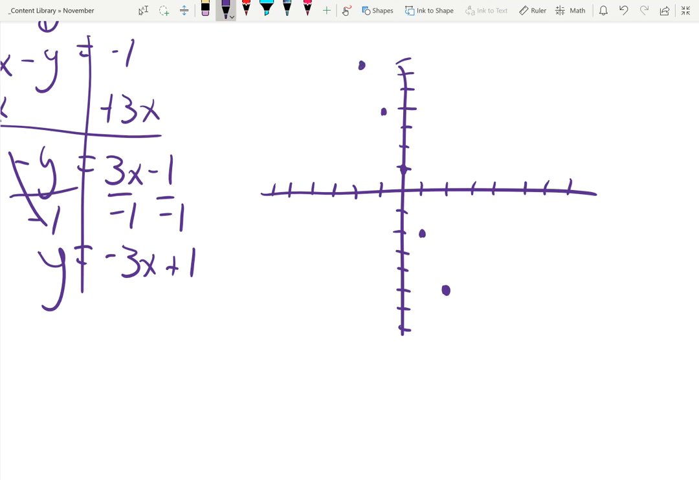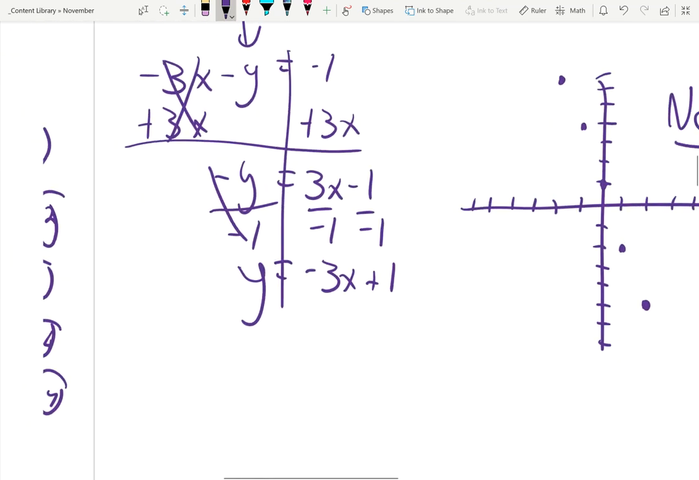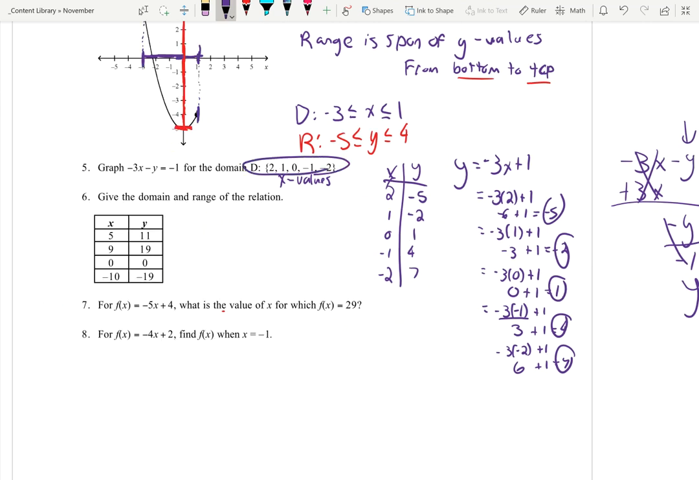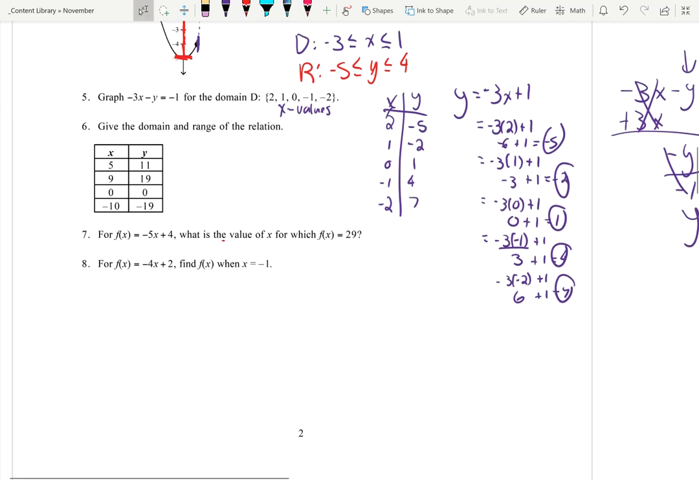And there's our points. Now, remember, there is no line to connect these. No line. Just leave it as just those 5 points. The reason we're doing that is because our domain that was given was a discrete domain. It does not want a line. It only wants those discrete points, those 5 points.